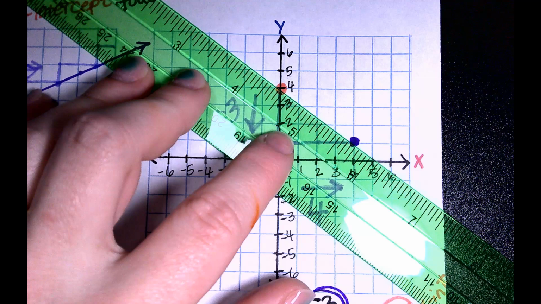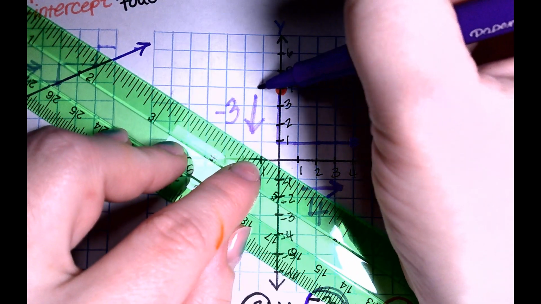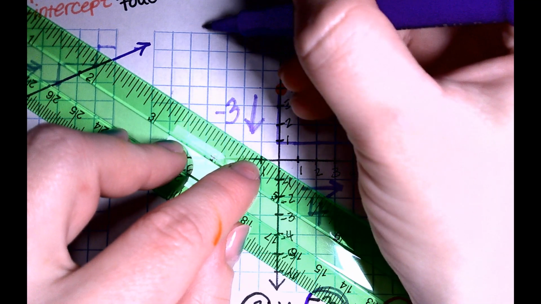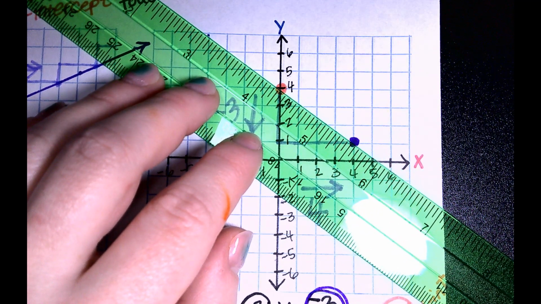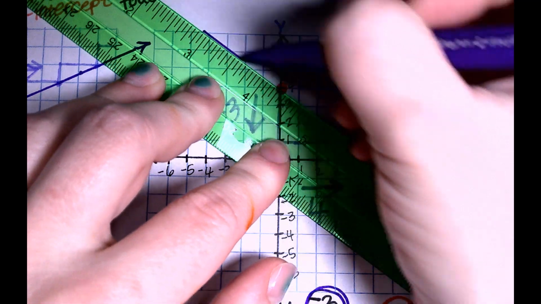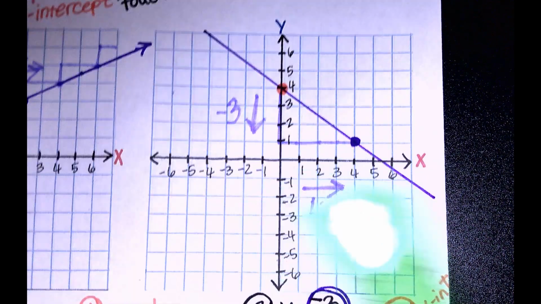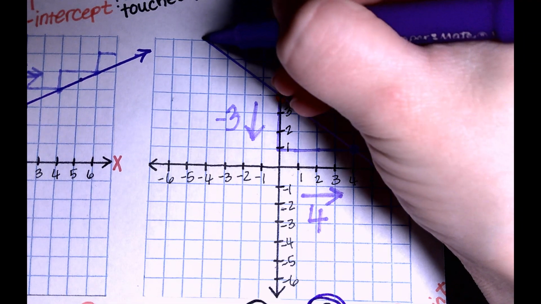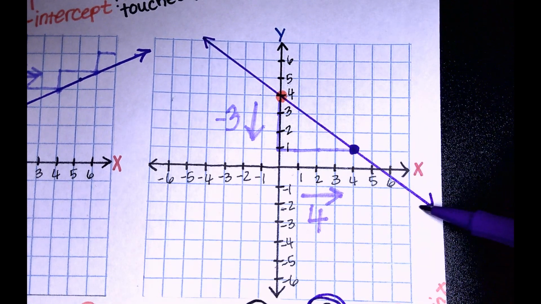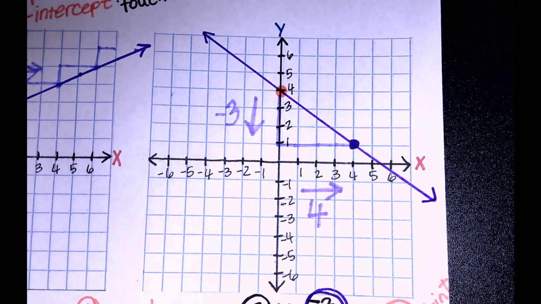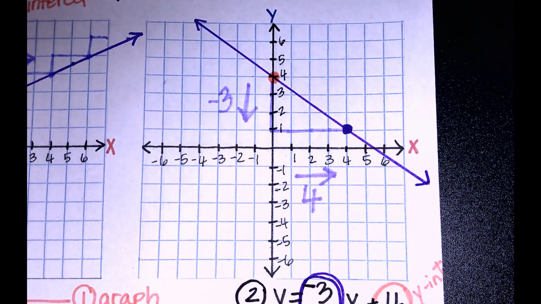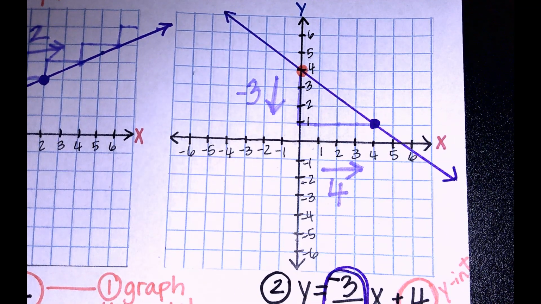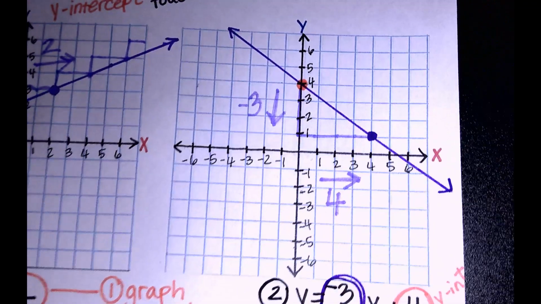And let's see. 1, 2, 3. There we go. And I'll put arrows on the ends of my line to show that this line goes on forever in both directions. And that is the graph of y equals -3 over 4x plus 4. Very nice.